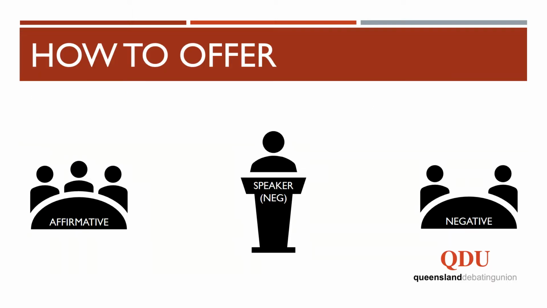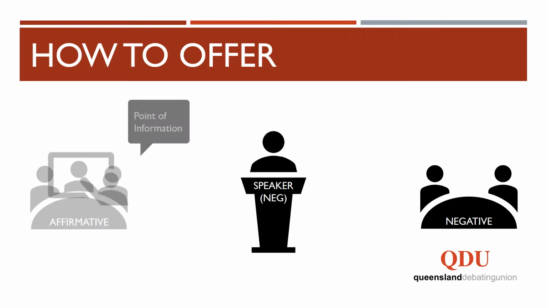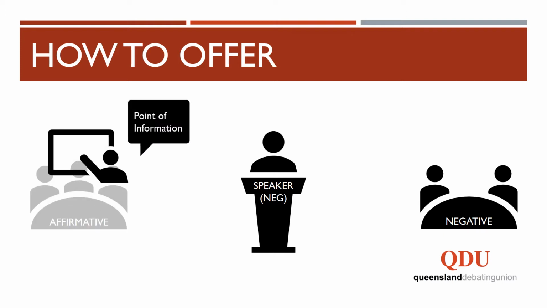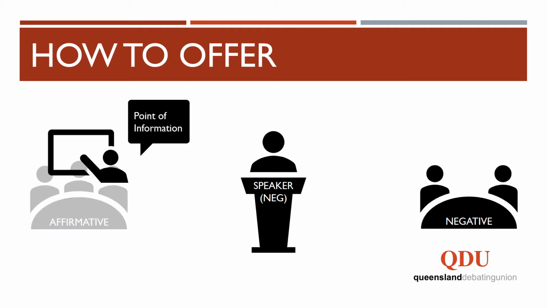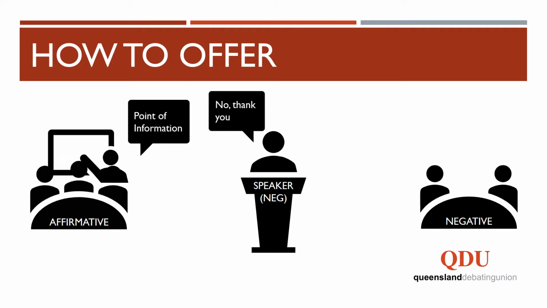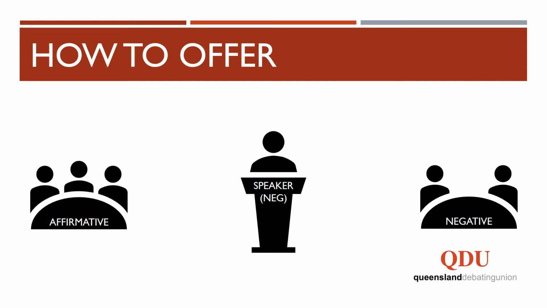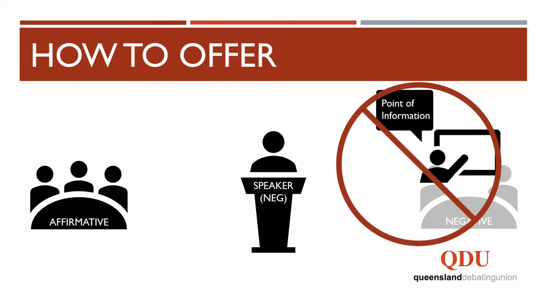To offer a point of information, you just stand up in your place and say point of information, and then stay standing. If the speaker accepts your point of information, then you can ask your question. If the speaker declines your point of information, such as by saying no thank you, or politely waving you down, then you should sit down again. Points of information may only be offered to a speaker by the opposing team, not their teammates.